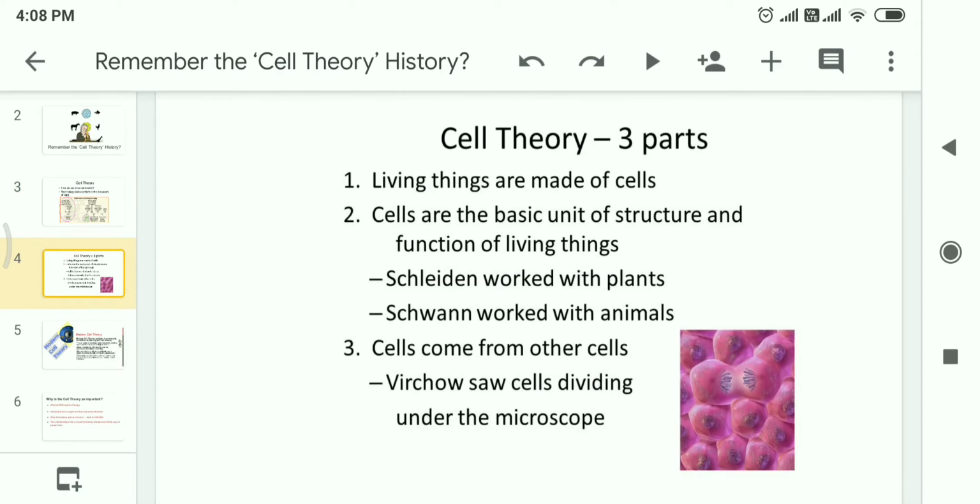So basically the cell theory has three parts. That is, the first part saying that all living things are made up of cells. Secondly, the basic unit of structure and function of every living thing is the cell. This was found out in plant cells by Schleiden and in animal cells by Schwann. Then another biologist called Virchow discovered that cells can only be produced from pre-existing cells after studying them under very powerful lenses and microscope.